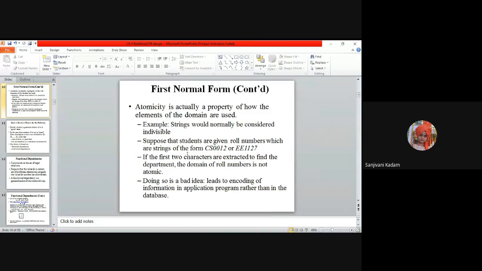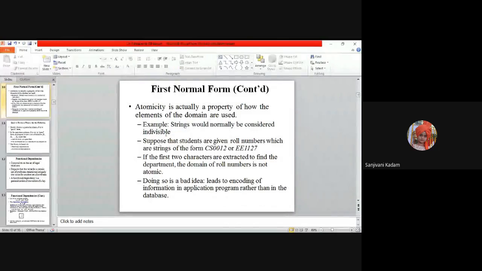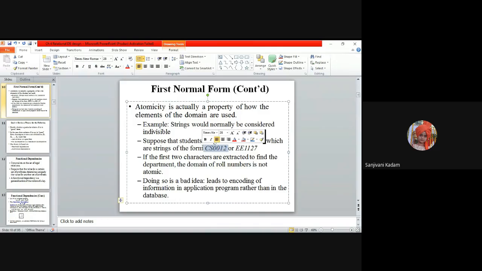Atomicity is actually a property of how the elements of the domain are used. Strings are always treated as atomic in nature, for example whatever is enclosed in single or double quotes. Similarly, if we take an ID of this kind, we may divide it into subparts like department code and personal code. Right now we are not focusing on such values. Right now we are only focusing on multiple values, like name or address.